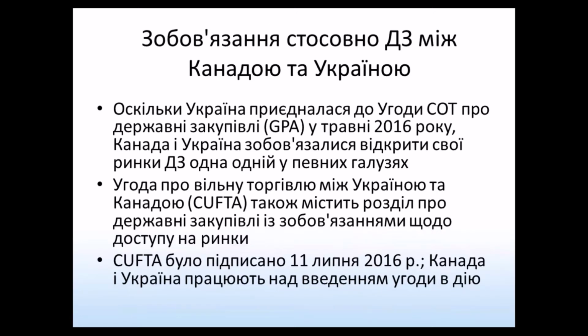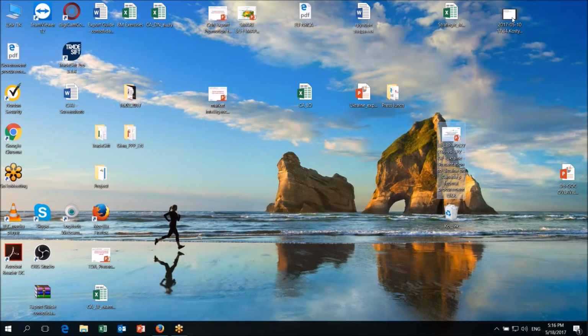For the time being, the only agreement where Canada and Ukraine have reciprocal commitments in terms of government procurement is the GPA, the WTO Agreement on Government Procurement. So you alluded to the GPA earlier in your introduction. So Ukraine acceded in May 2016 to that agreement.